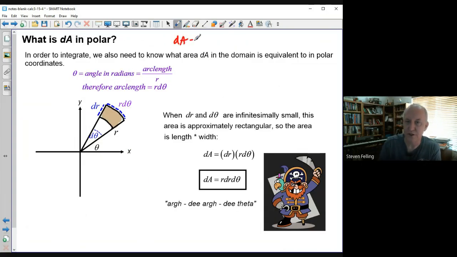In rectangular, dA is dx times dy. It's a little rectangular element, dx, dy. So that's really easy. But is it that simple when we go up to r and theta, to polar?